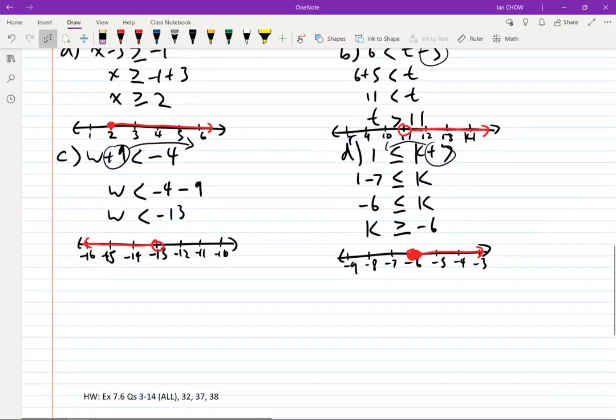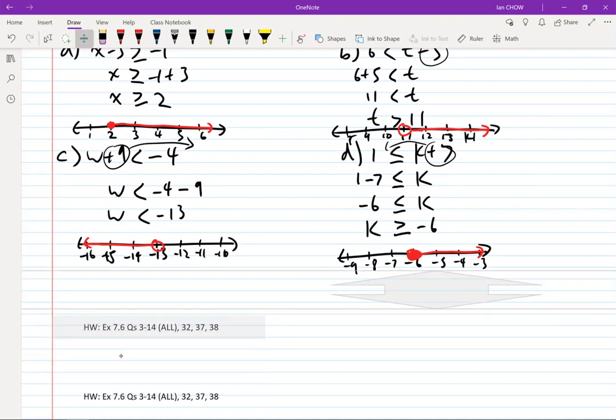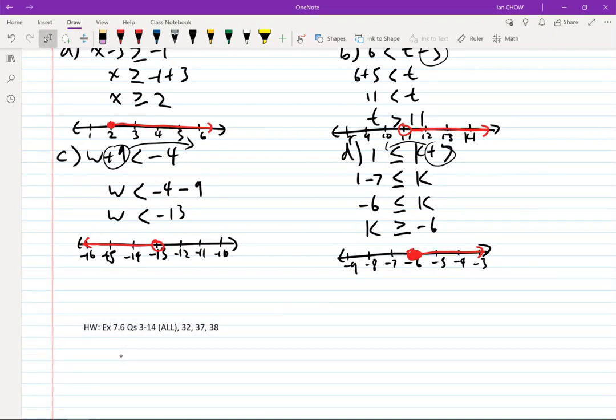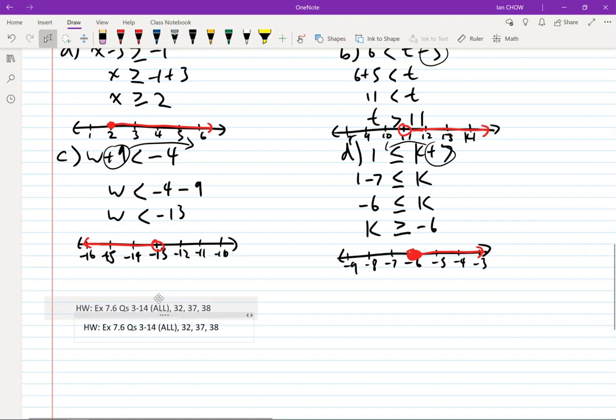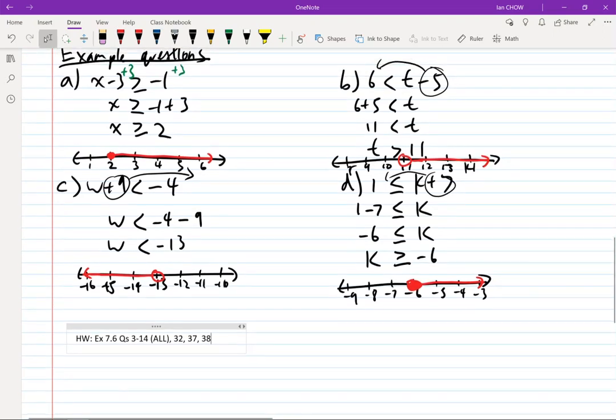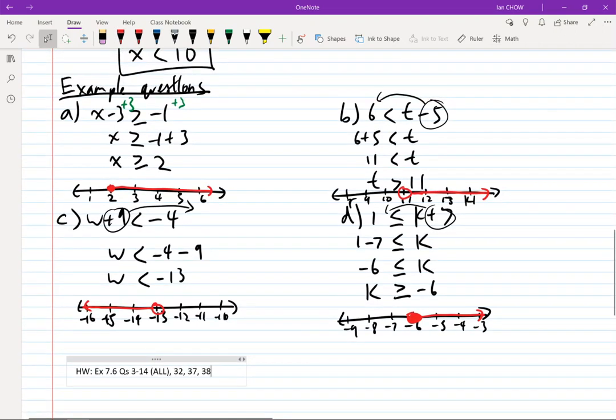But for now, please do the following questions for homework. I've set only some of the questions that are related to adding and subtracting. And then next lesson, we will continue. So these are the homework questions, 3 to 14, all of them, and then 32, 37, and 38. If the question asks you to solve and graph, then make sure you graph the same way that I have shown in my 4 example questions.